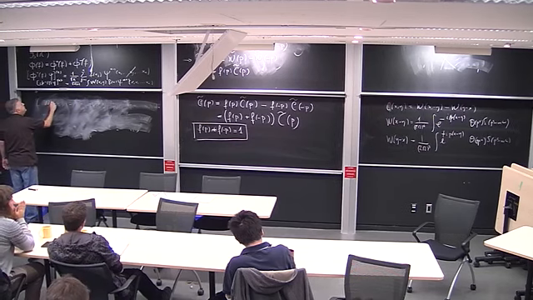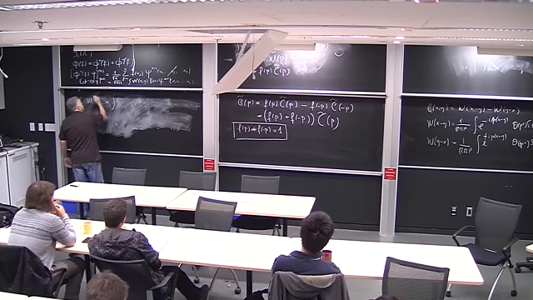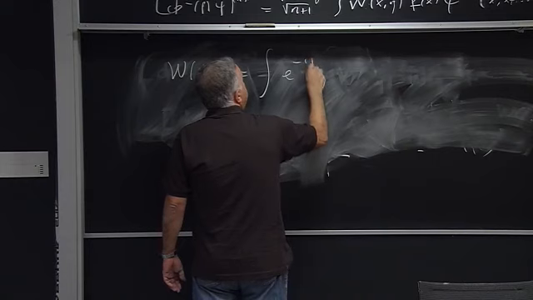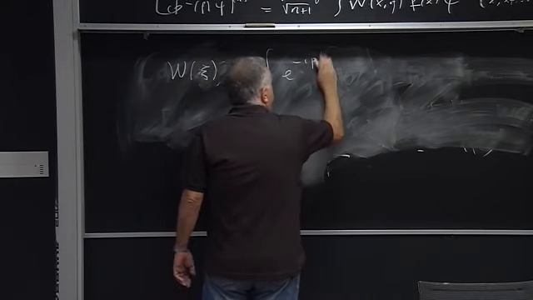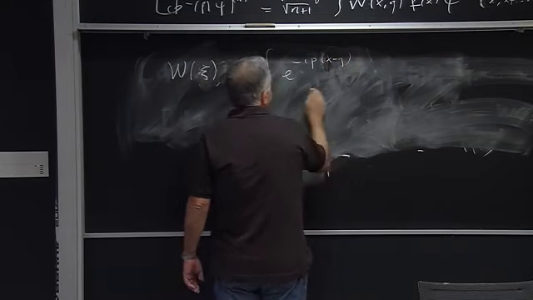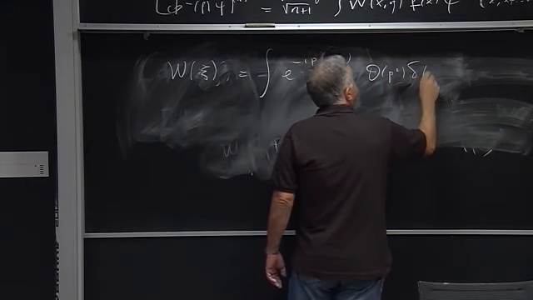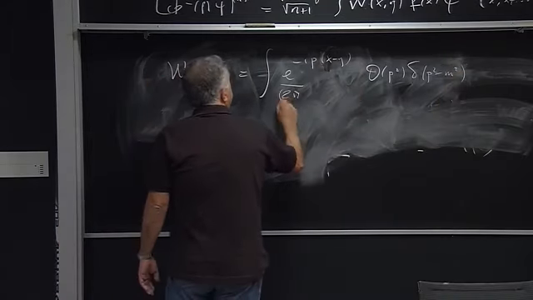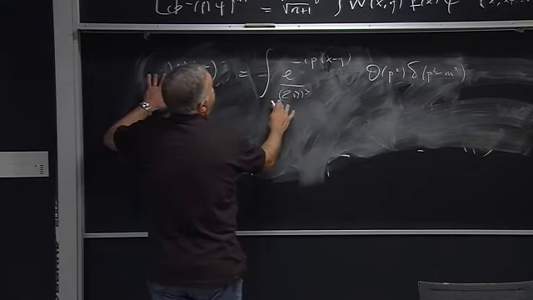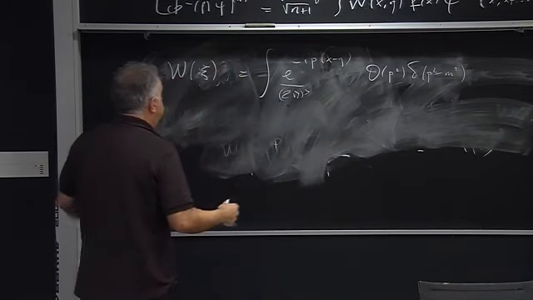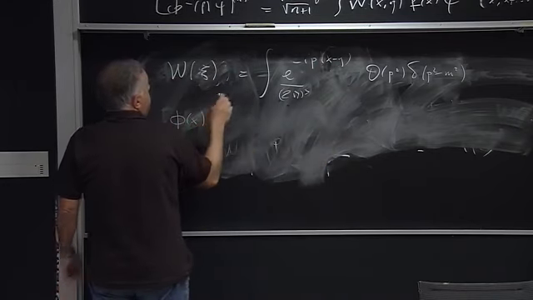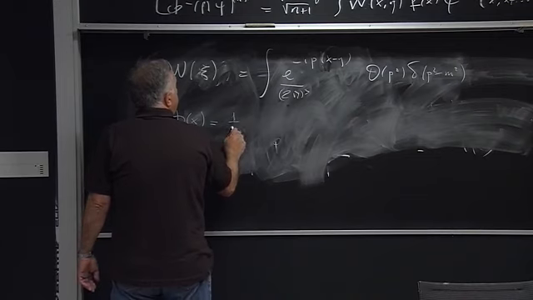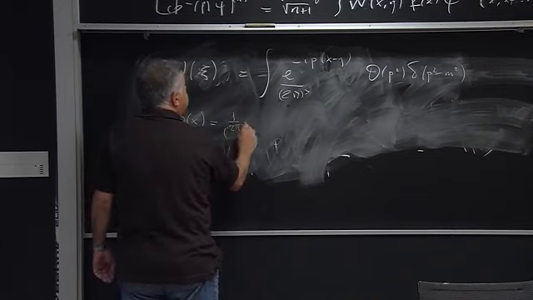If you use this two-point function, let me write it as a function of the difference variable ξ, e to the minus i p ξ, over (2π)³, with θ(p0) δ(p² − m²). If you plug this formula in here, this corresponds precisely to having written the standard formula.